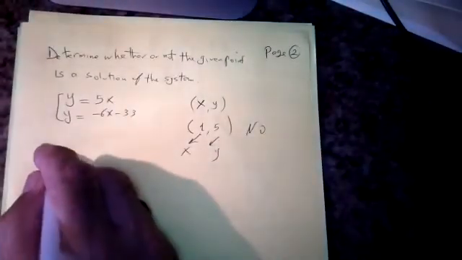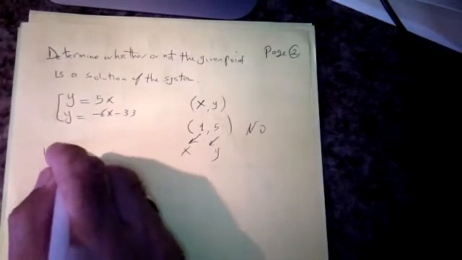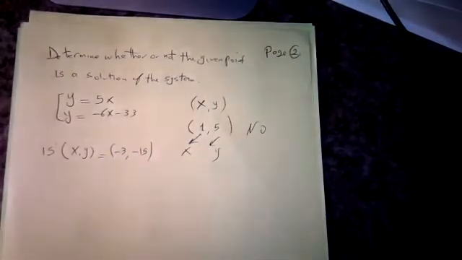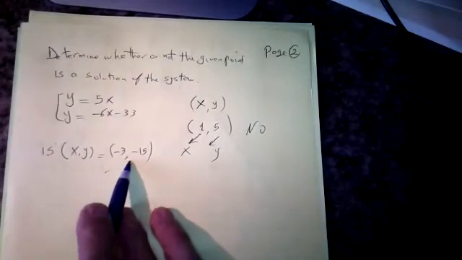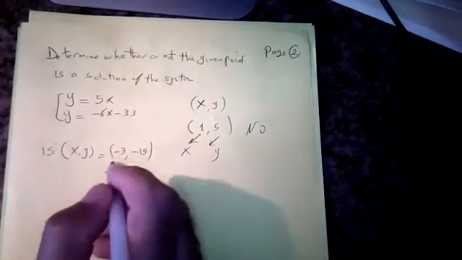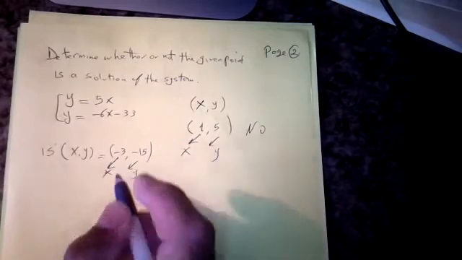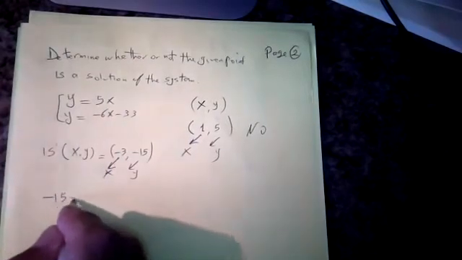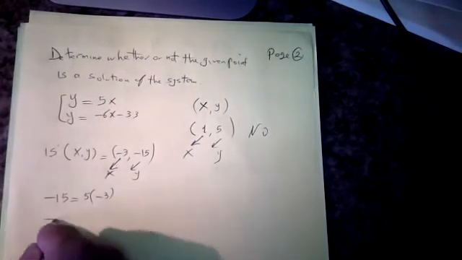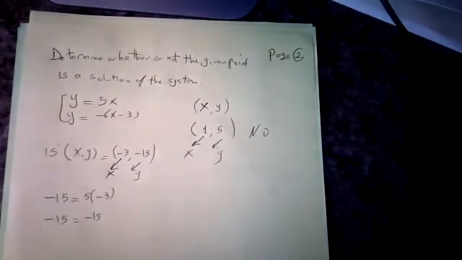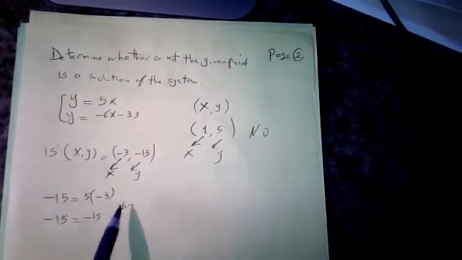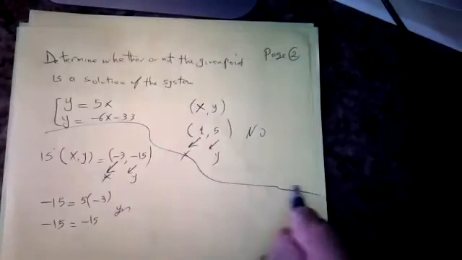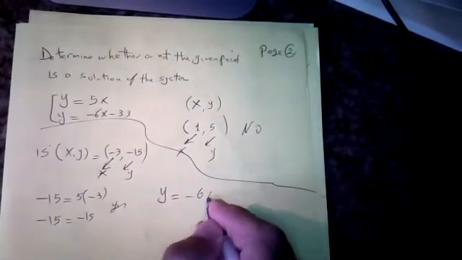Another example, what about X and Y is -3 and -15? Is this a solution of the system? Okay, let's see. The first number is always X, the second number is Y. I'll take this and put it in the first one. -15 is 5 times -3. You say yes for that one, okay? But it must satisfy both equations. Let's try it on the second equation, Y equal -6x minus 33.